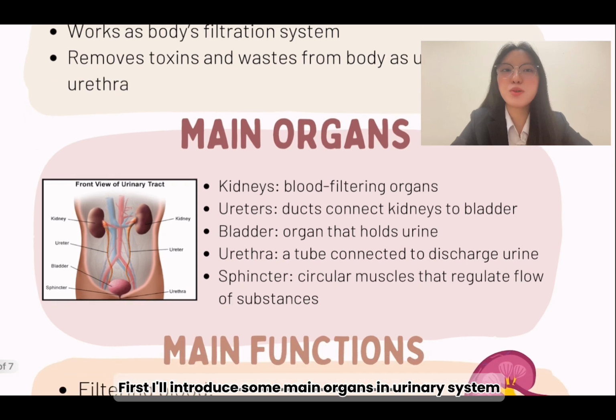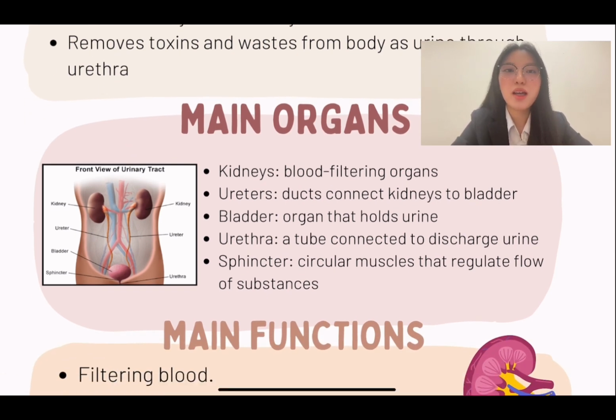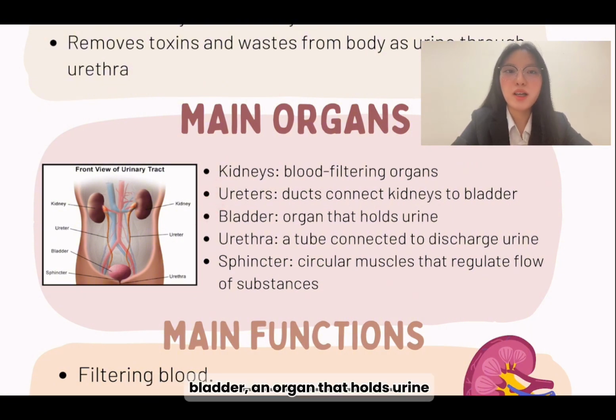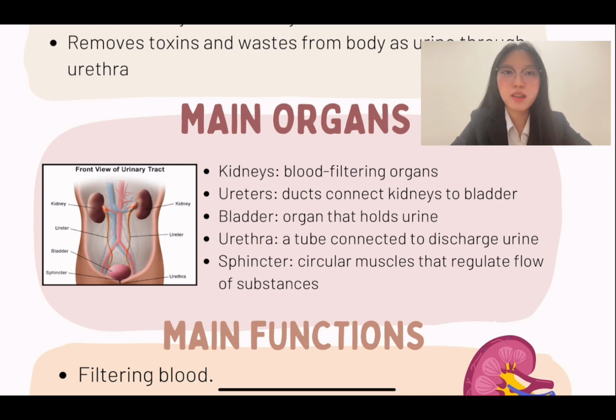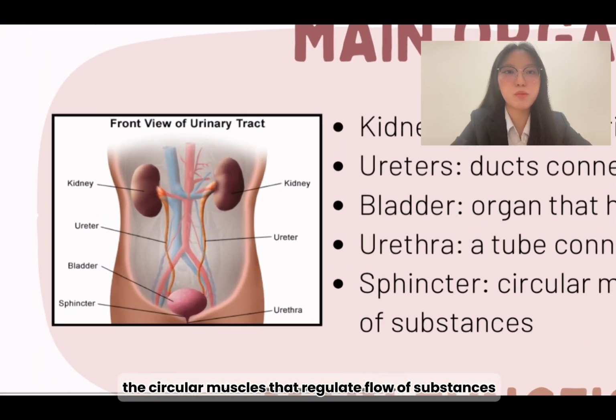First, I'll introduce some main organs in the urinary system. These include the kidneys, which are the blood filtering organs; the ureters, ducts that connect the kidneys to the bladder, an organ that holds urine; the urethra, a tube connected to discharge urine; and finally the sphincter, the circular muscles that regulate the flow of substances.